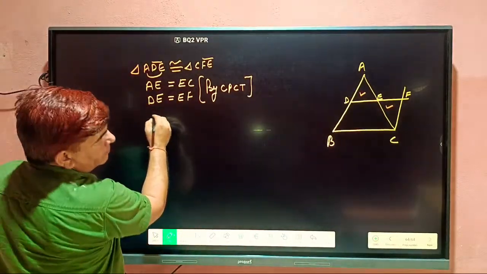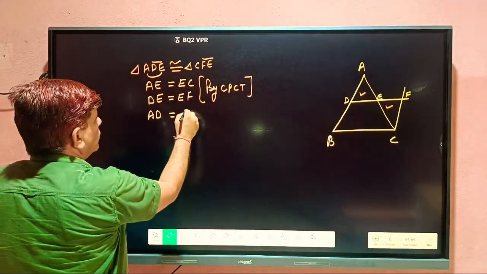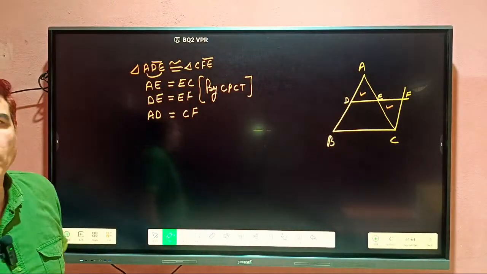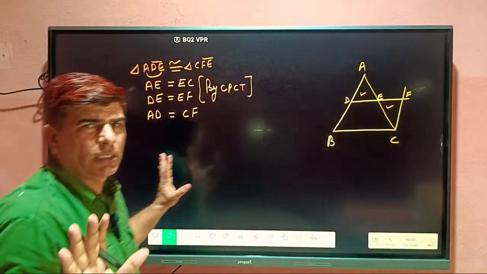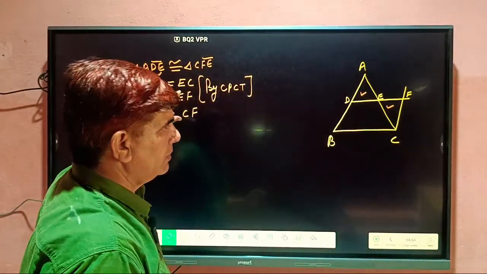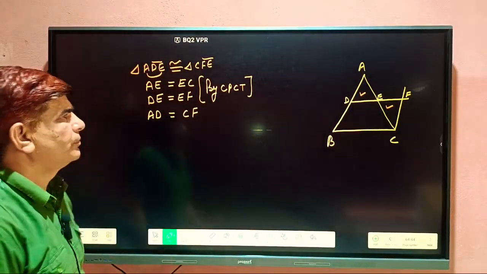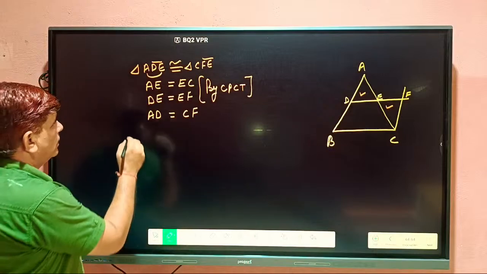AD equal to CF. AD equal to CF. This is sufficient for us. 3 elements I have taken. Yes or no? Now I will prove. What will I prove? What can I prove? So now look.